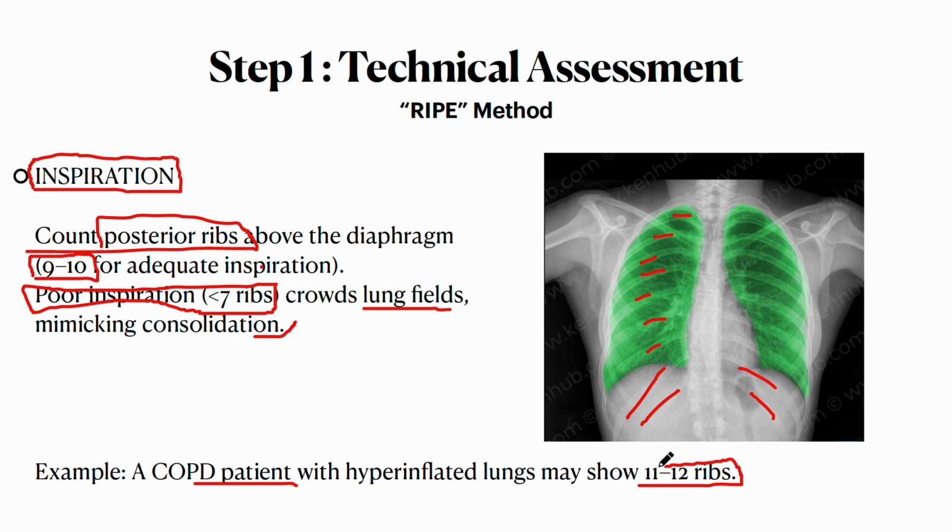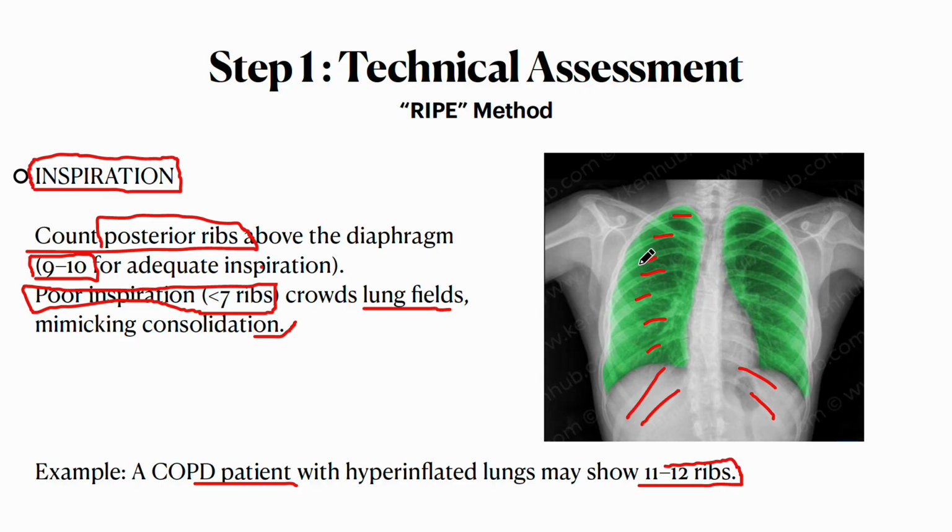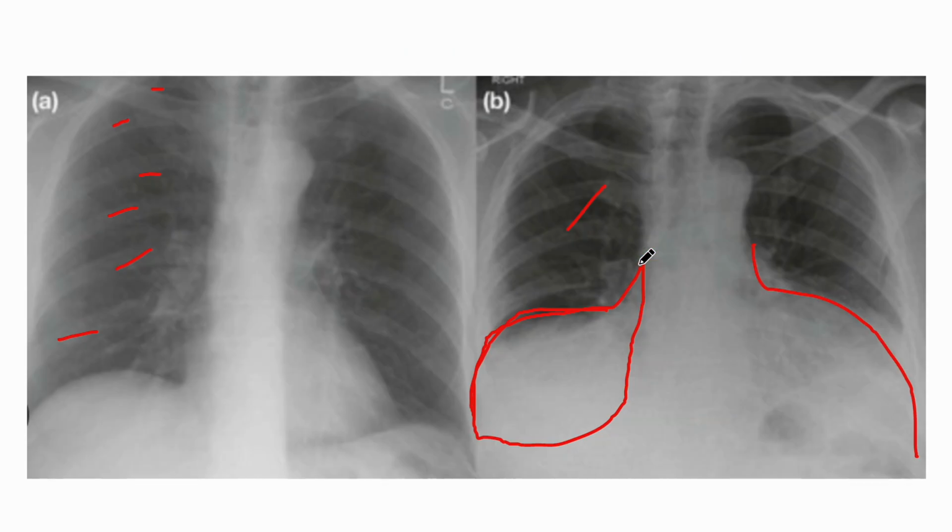So let's talk about poor inspiration. Here you can count the ribs. 1, 2, 3, 4, 5, 6. So not even 7 ribs. Same is the case here. Not even 7 ribs, and this is a case of poor inspiration. Here you can see that it is falsely producing consolidation. That is actually the diaphragm in this case, right? So this consolidation can be confused with pneumonia. So we have to actually make sure whether it is a consolidation case or actually pneumonia. So we have to ensure that the chest x-ray is done in full inspiration by counting the ribs, right?